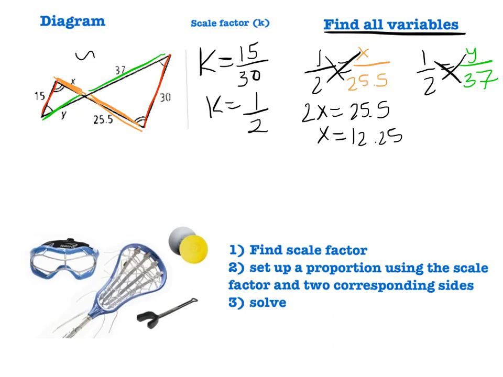And on my second proportion, cross multiply to get 2y equals 37. Divide by 2 on both sides to get y equals 18.5. And those are my 2 missing variables.